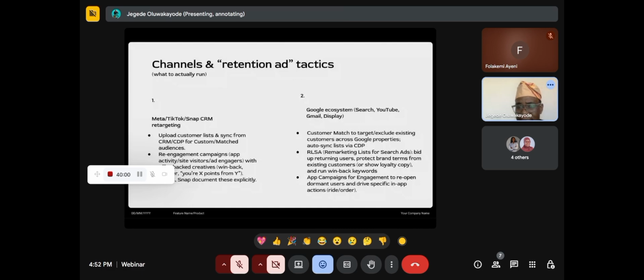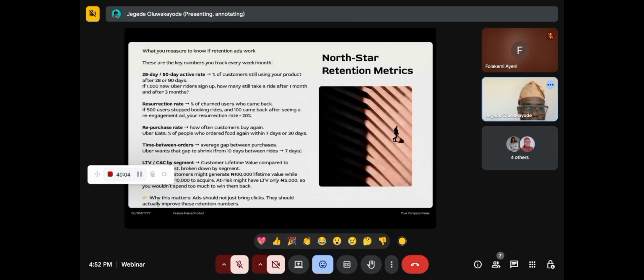And again, the most important thing about all of your ads is the metrics part. You are not checking how many people visited our website, how many people installed our app, how many users. No, no, no, no. You are figuring out your retention metrics, which are: 28 to 90 day active rate, retention rate, repurchase rate, time between orders, and then lifetime value.